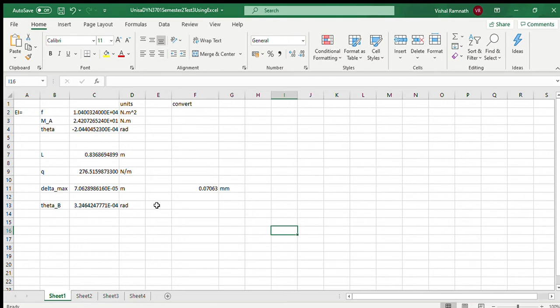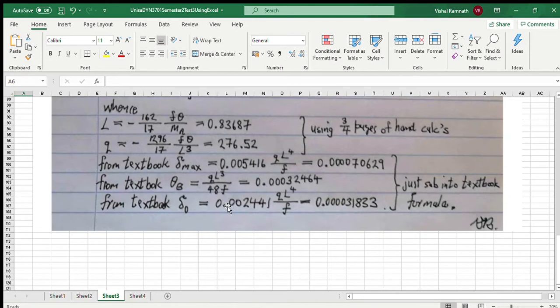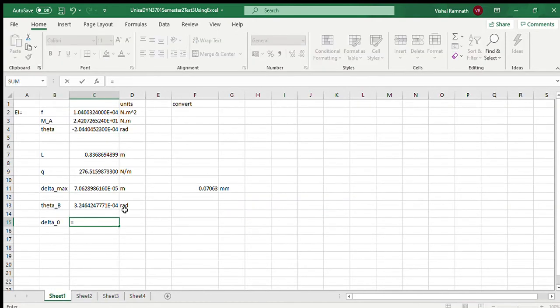Okay, and then obviously the final one that we're looking at is delta 0. And the formula for delta 0 is 0.00244 QL to the 4th power over F. So we can just say equals to 0.002441 times, open bracket for the things in the numerator. So the first thing would be Q times L to the 4th, open bracket, L up power 4, close, close, and then divide by F.